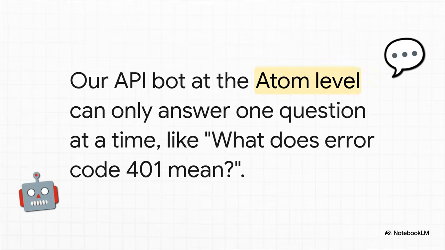Let's use a running example. Say we're building an API support bot. At this atom level, it's okay. It can answer a simple, self-contained question, like, what does error code 401 mean? But the second you try a follow-up, something like, okay, so how do I fix that for the endpoint I told you about before, it's completely lost. It has no idea what before means.